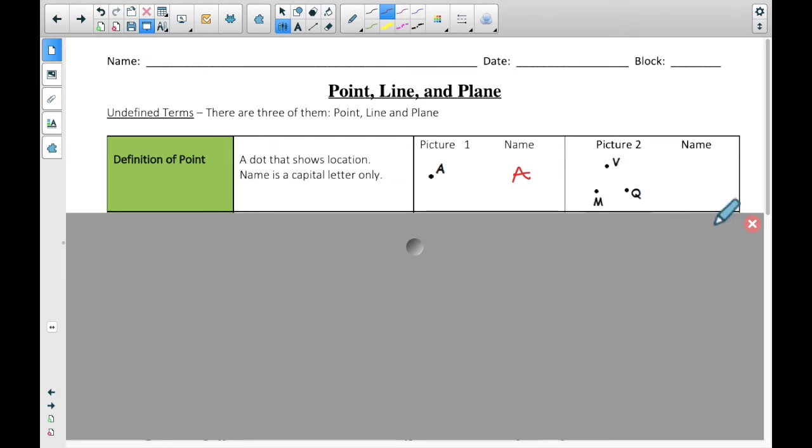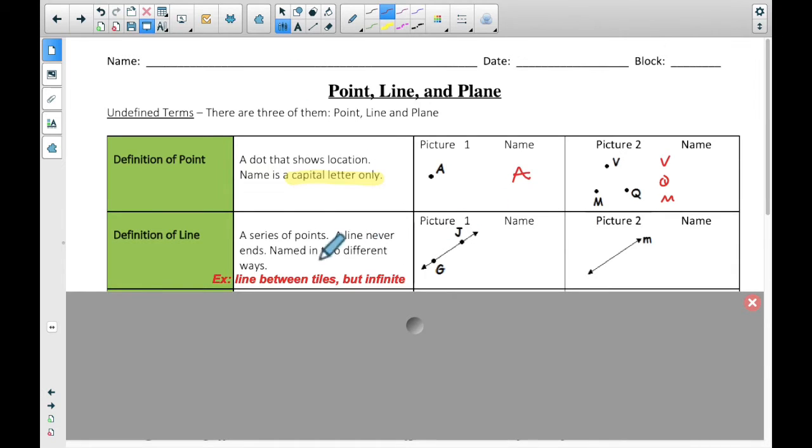And so over here, we have three different points. We have one of them point V, which we'll just call V. Another one point Q, and another one point M. And again, we're using all capital letters when we do that. And so that part of it, capital letter only, is a really important part of the name.